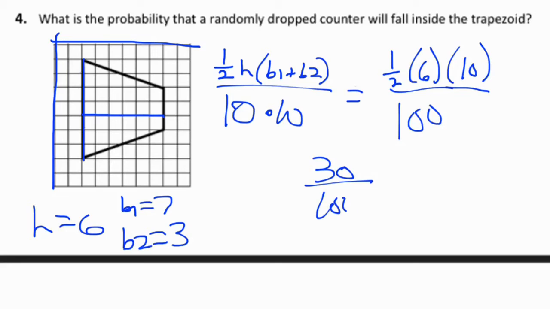So 30 over 100 is going to be the probability of landing in the trapezoid, which obviously is going to be a 30% chance. So there's a 30% chance if I randomly drop something on this piece of paper, there's a 30% chance it's going to land inside the trapezoid. So again, we're going to take the area of what we want and put it over the total area, and that's going to give me my probability.